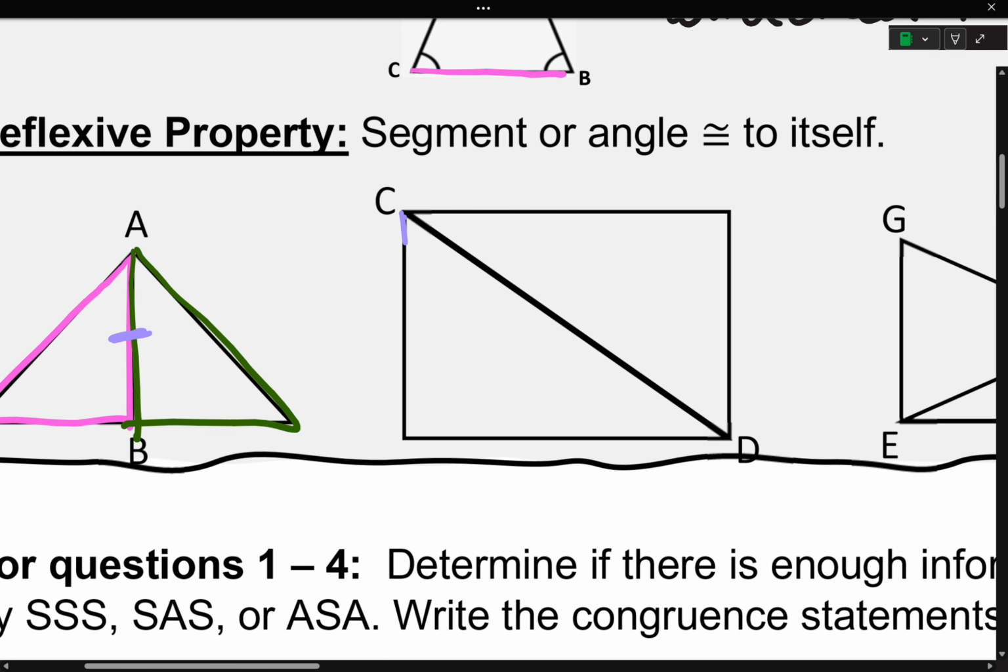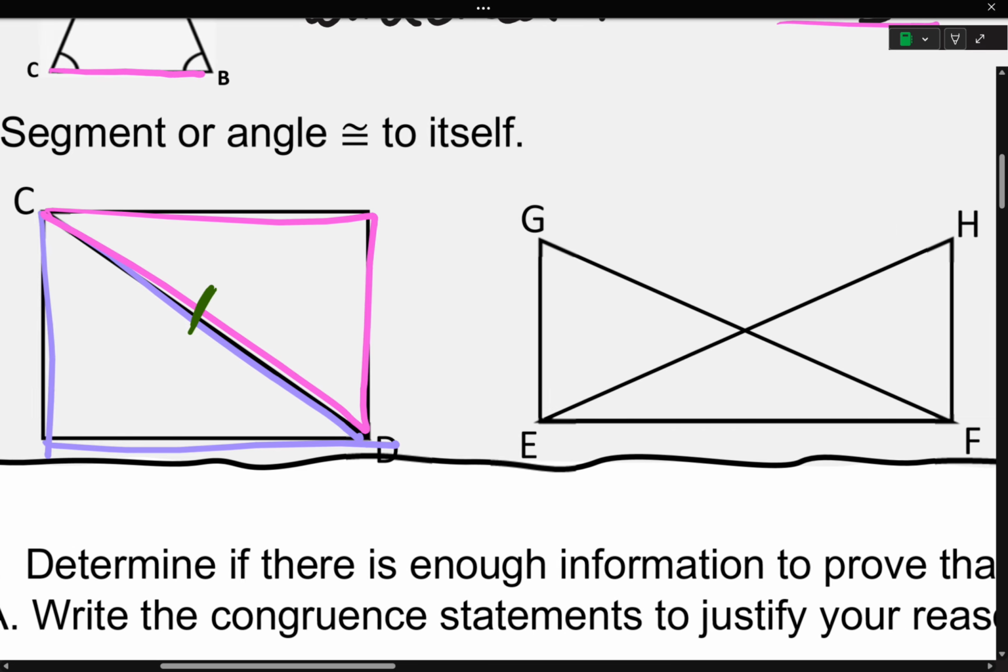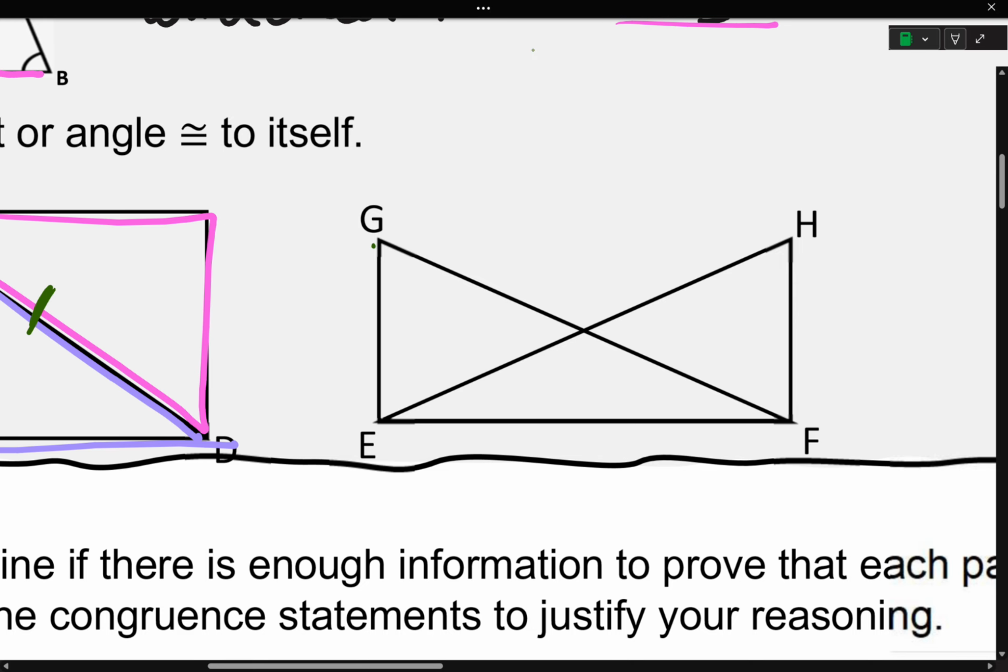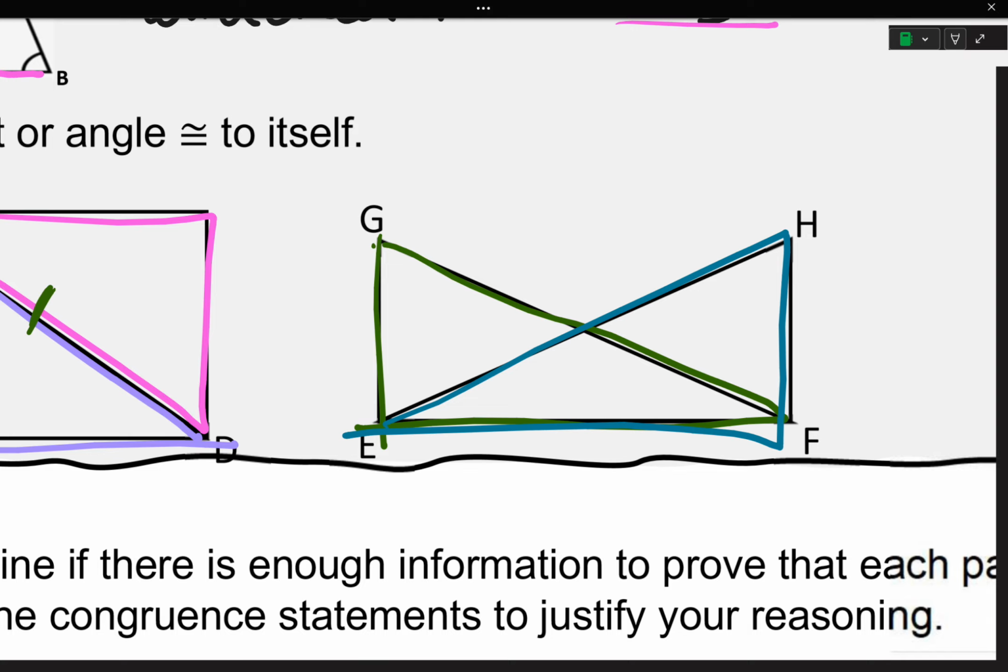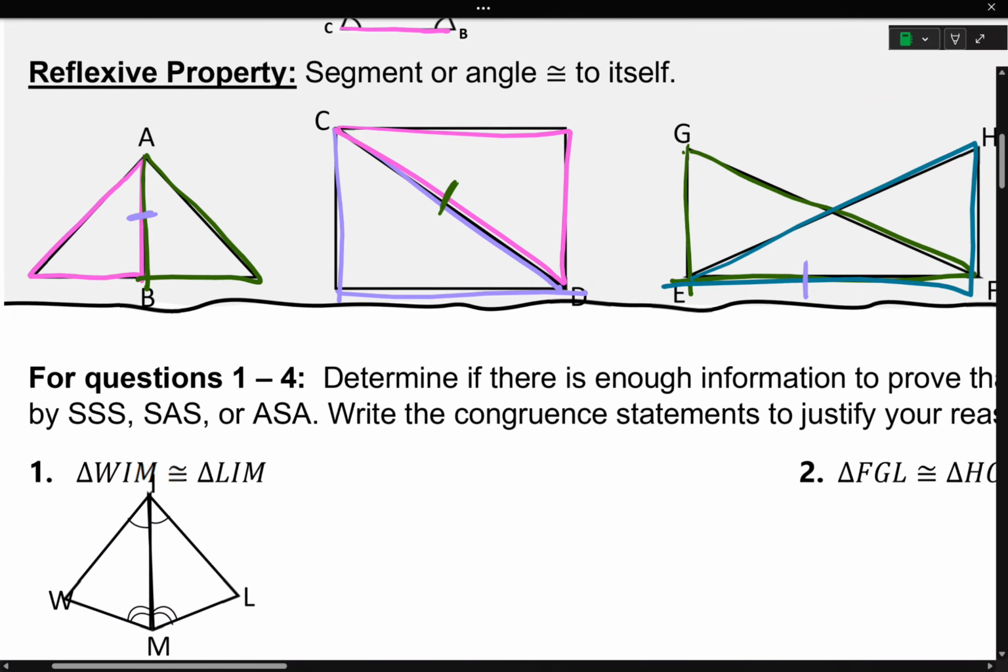Same thing happens with these two triangles. They share side CD. It's going to look kind of funky in our proofs, but it's okay. And then, of course, we also have these two triangles. They overlap on the bottom in side EF. So let's do some proofs that will use isosceles triangles and the reflexive property.